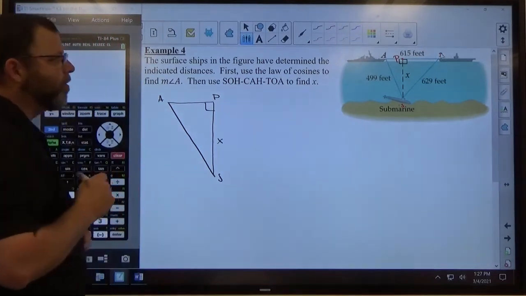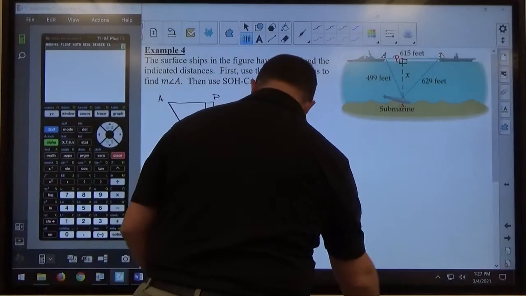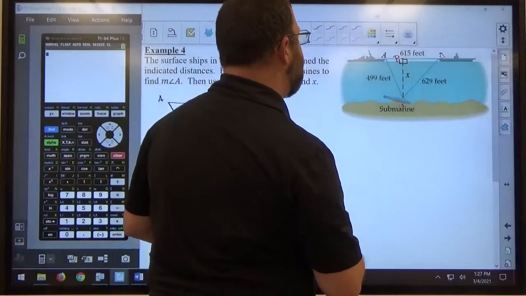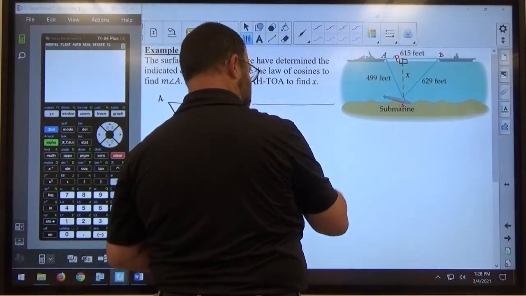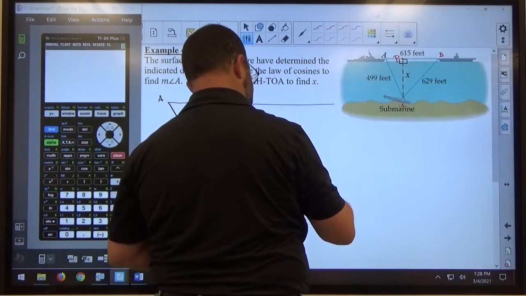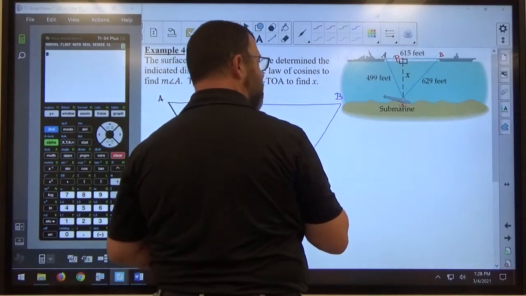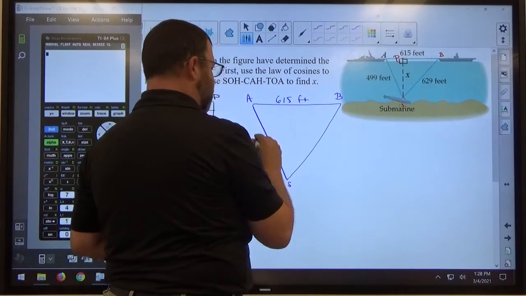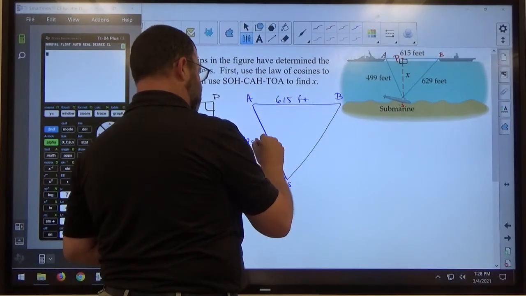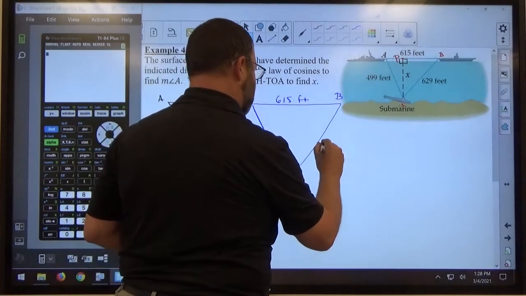The directions very clearly tell me that I want to find angle A using the law of cosines. So if I'm focusing on triangle ABS, and this is 615 feet, and this is 499 feet, and this is 629 feet.